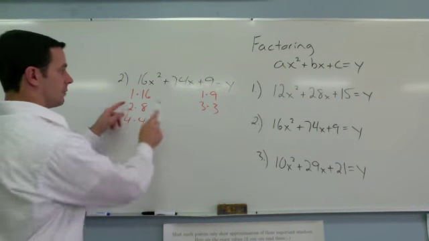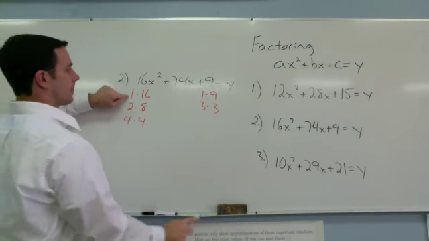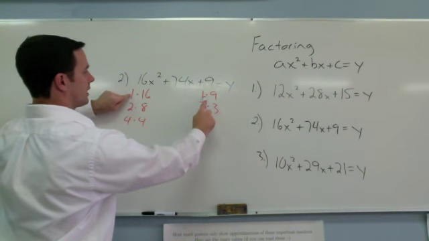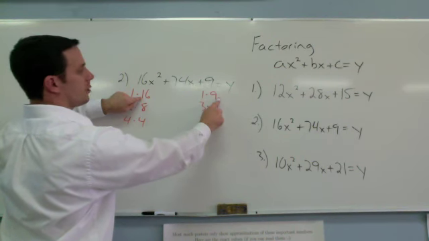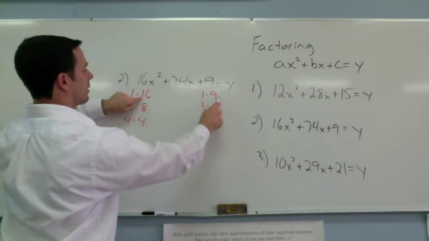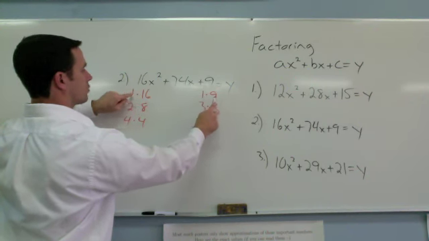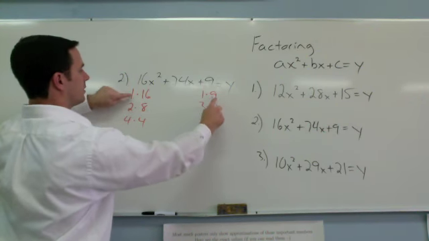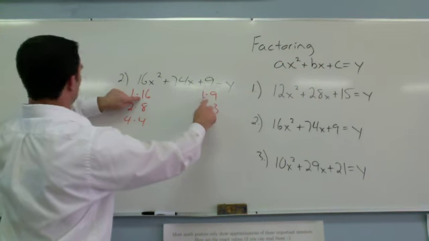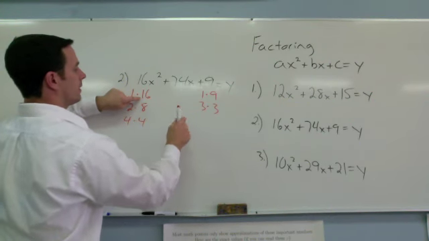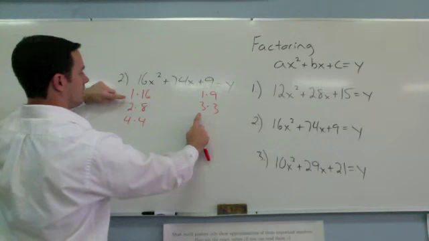From here, I start comparing my groups. Start with my first group. I compare these two. So I do 1 times 1, 16 times 9. 9 times 16 is going to be way too big. Doesn't give me 74. So these two groups don't work. Try the other way. 9 times 1 and 16 times 1. That would give me a 9 and a 16. Doesn't give me 74. So go to the next group.